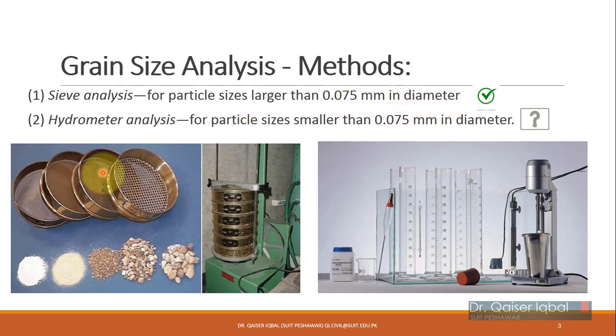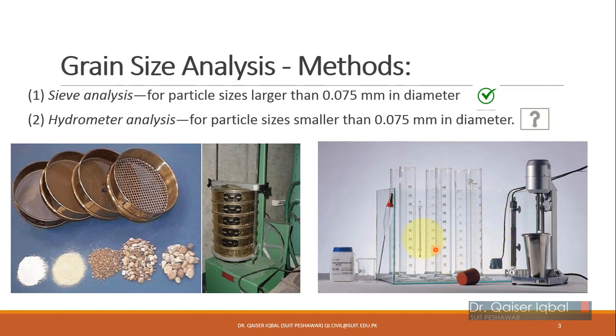So those particles were measured, their percentages and their sizes were measured using various sieves of larger opening, and then the succeeding sieves were used with a smaller opening size at the bottom. They were shaken, and the soil particles which pass through sieve number 200, which has a size of 0.075 millimeter, were collected in the pan. Those soils will then be further analyzed using sedimentation analysis, for which the hydrometer analysis technique is used.